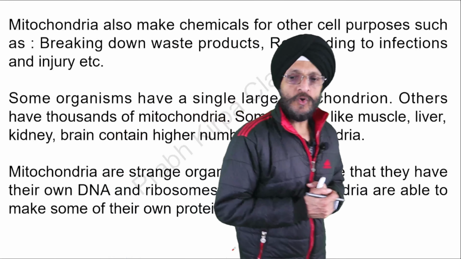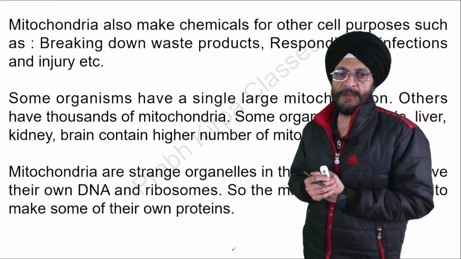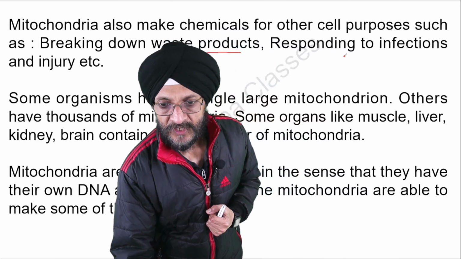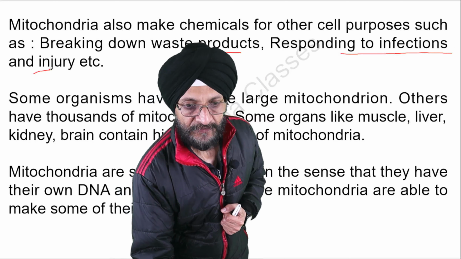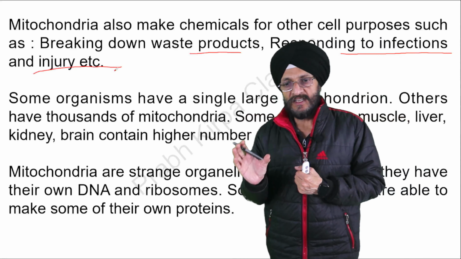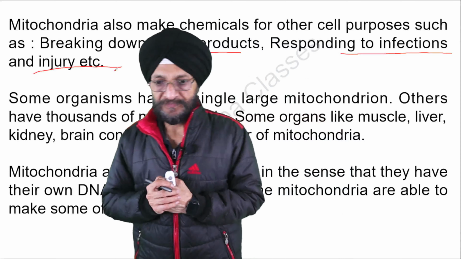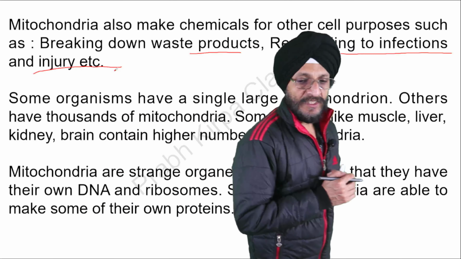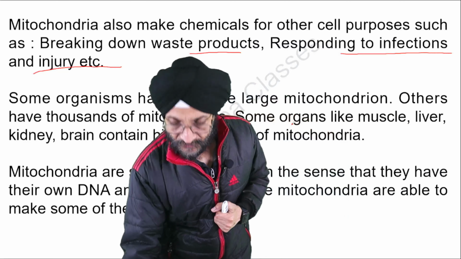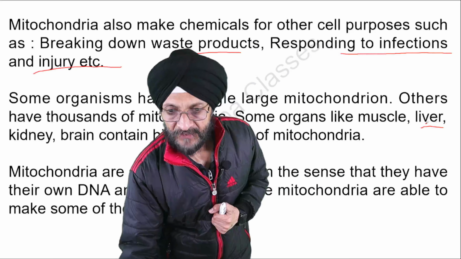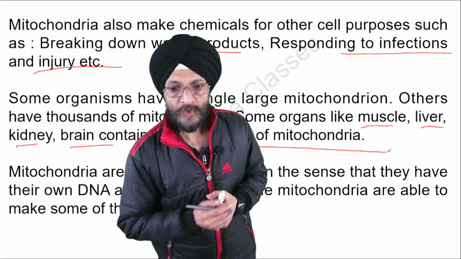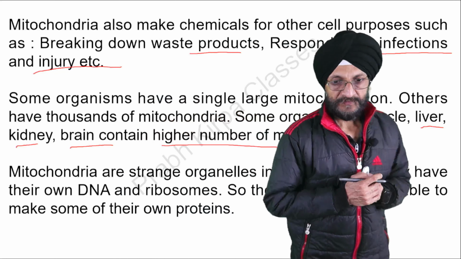Mitochondria also make chemicals for other cell purposes such as breaking down waste products, responding to infections and injury, etc. Some organisms have a single large mitochondrion. Other organisms have thousands of mitochondria. Some organs like muscle, liver, kidney, brain contain higher number of mitochondria.